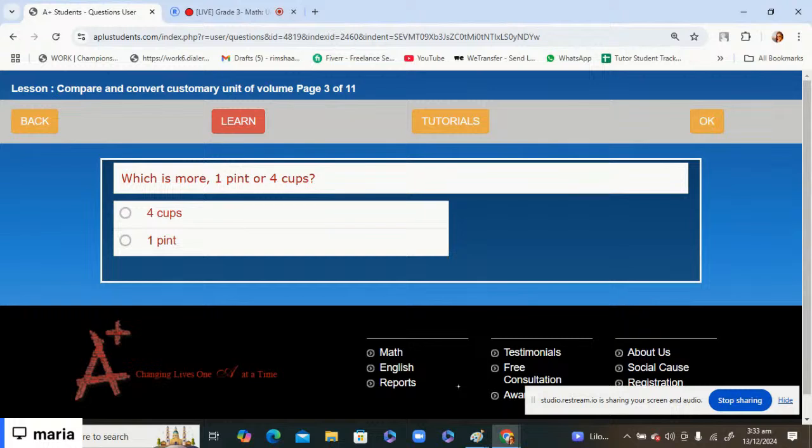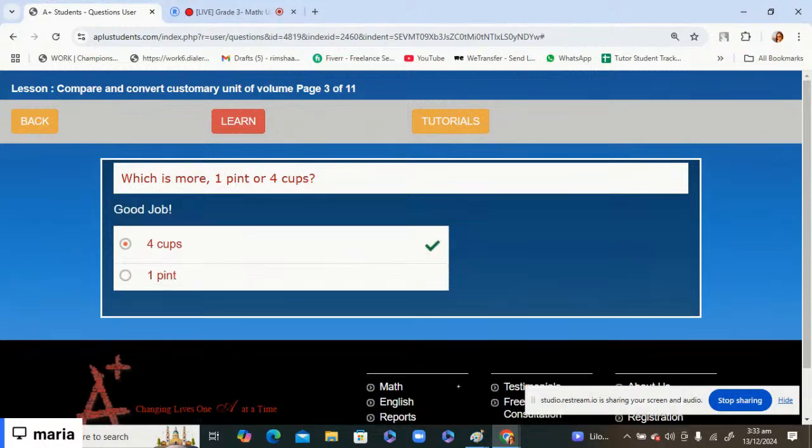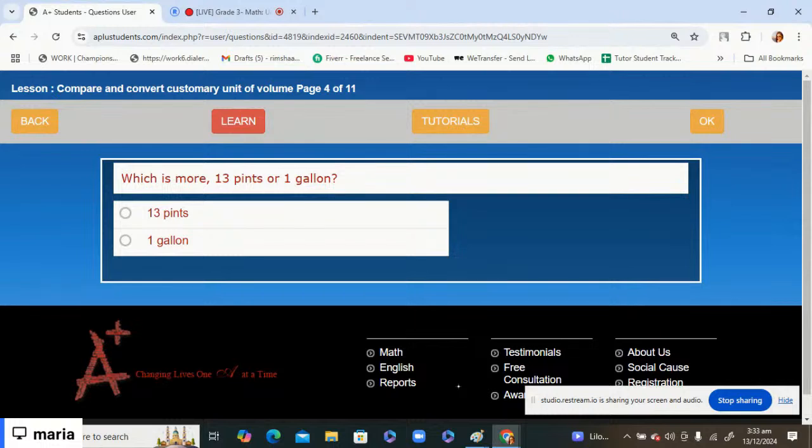Which is more, 1 pint or 4 cups? 1 pint is equal to 2 cups, and here 4 cups are given, so it means that 4 cups are greater as compared to the 1 pint. Which is more, 13 pints or 1 gallon? As we know that 1 gallon is equal to how many pints? 8 pints. So there are 13 pints, so it means that 13 pints are greater as compared to the 1 gallon.